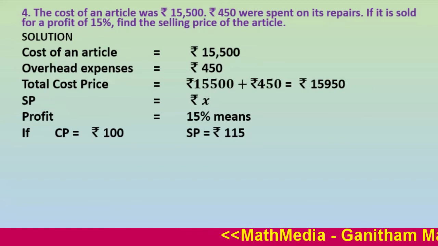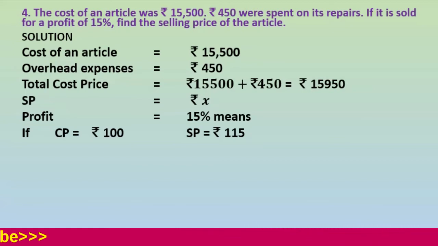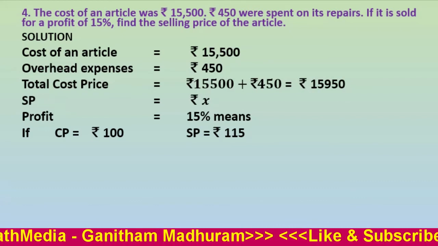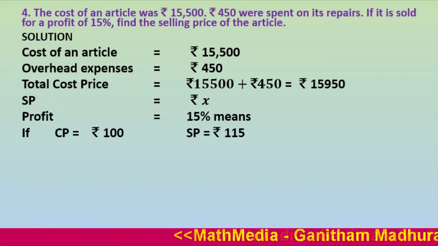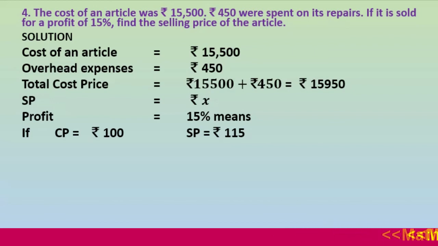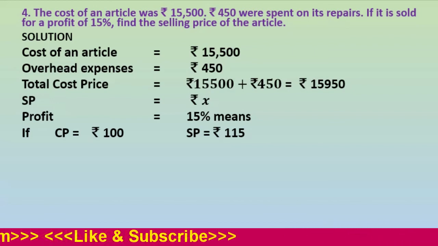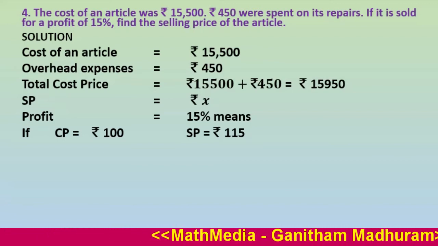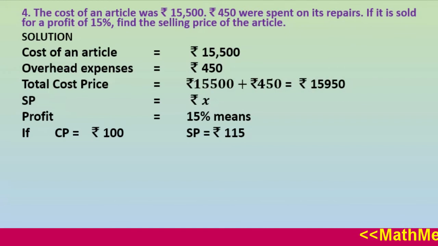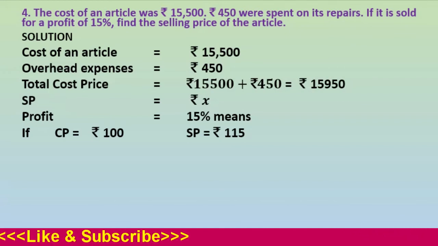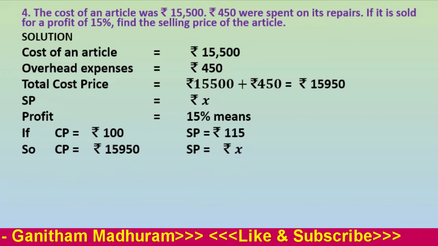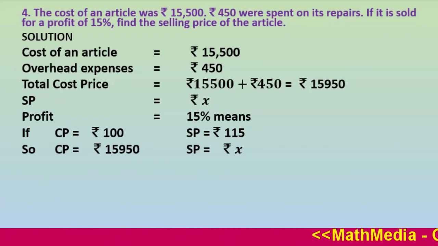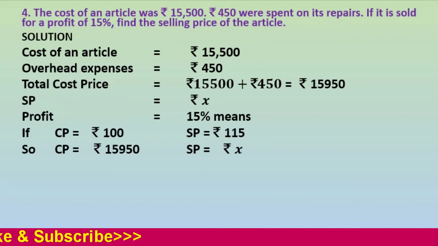Now we can go to our question. Here cost of an article is 15,500. Also total cost price is there. So which one we can take? In the case of overhead expenses coming in the question, you can take total cost price, that is called the net price of the item. We should take that only, total cost price. So below CP you can write down rupees 15,950 and SP equal to rupees X.